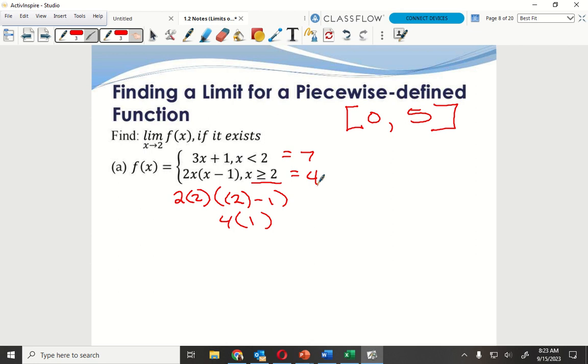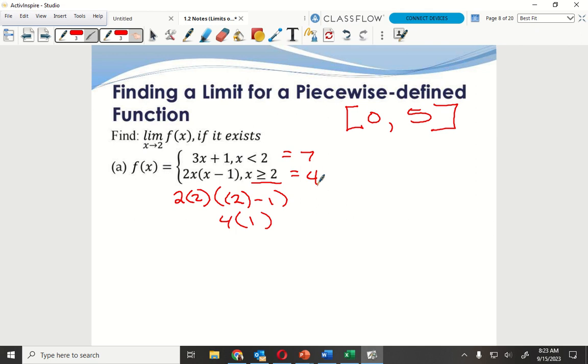So I just tested for the rules of a limit to work. The left side has to be equal to the right side. The left side is equal to what number? 7. The right side is equal to? 4. Are these continuous? No, because the left side does not go to the right side. So that means that is going to be a jump.